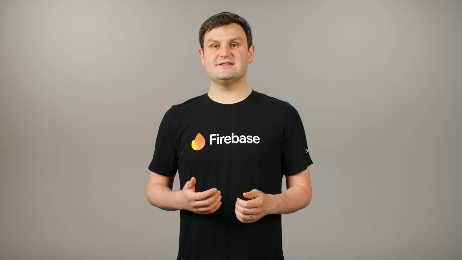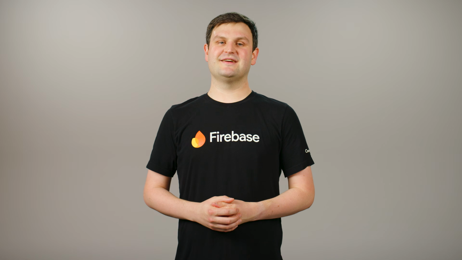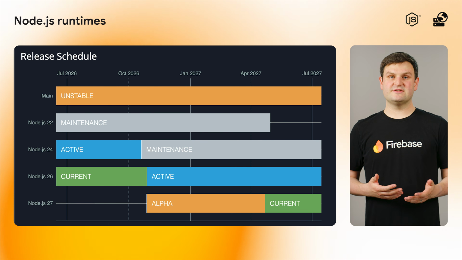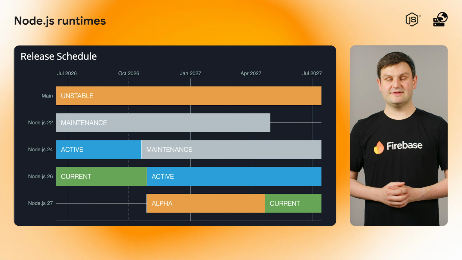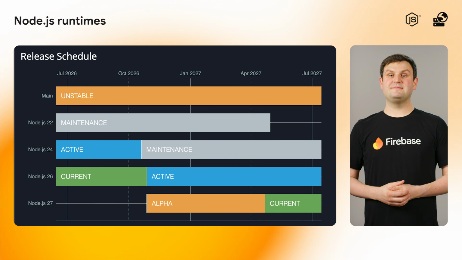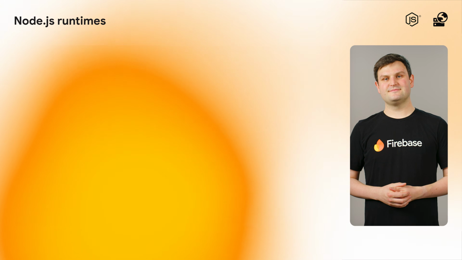Next up, for server-side JavaScript and TypeScript developers, the Firebase Admin Node.js SDK version 14 is officially here. This major release drops support for Node 18 and 20, both of which are now end of life according to the Node.js release cycle. To use the latest version of the Admin SDK, update to Node 22 or higher.